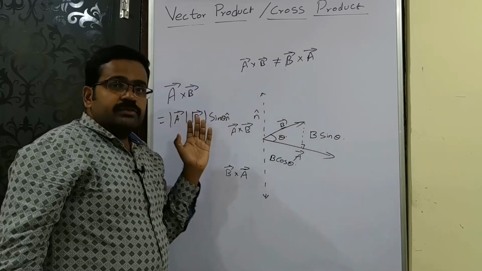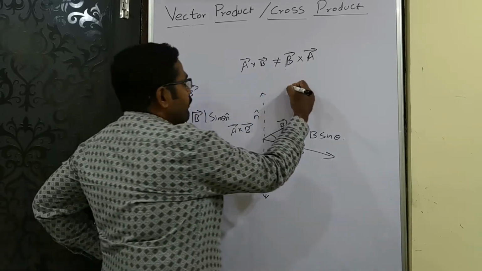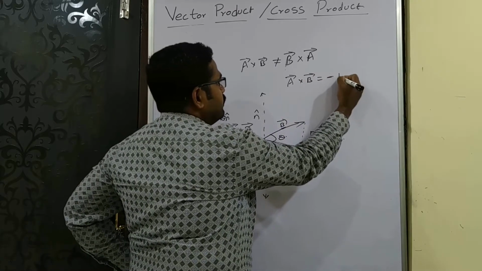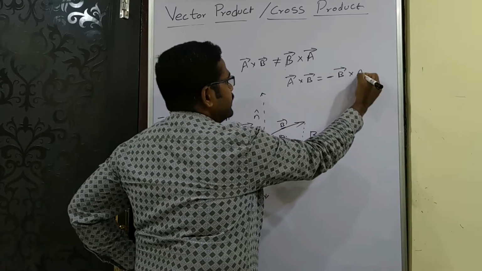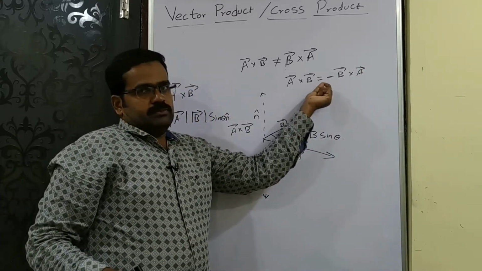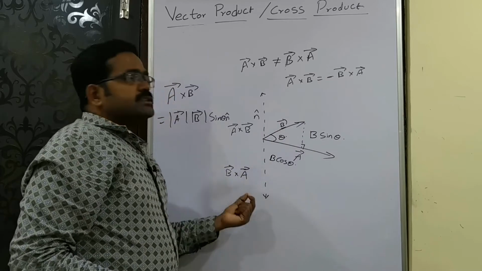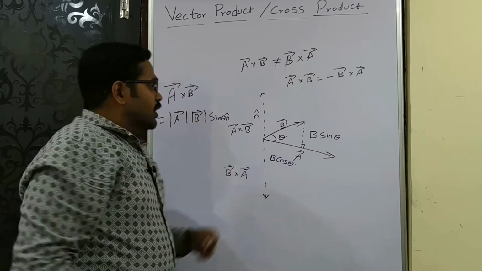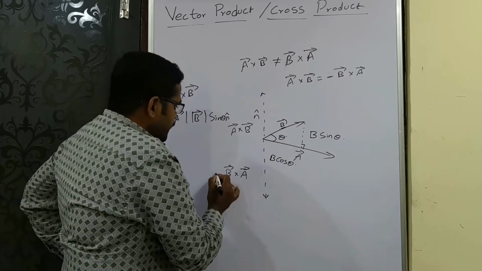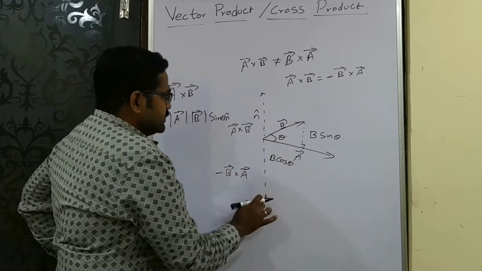Is there any relation between them? Yes, there is a relation. Vector A cross vector B is equal to minus of vector B cross vector A. We already discussed what the negative symbol does. The negative symbol just changes the direction of the vector. So this vector which was towards down direction, if I put a negative symbol here, this changes its direction toward upwards.